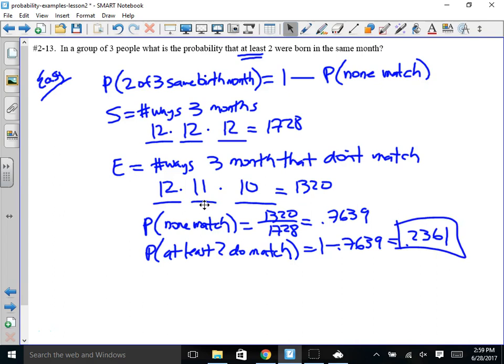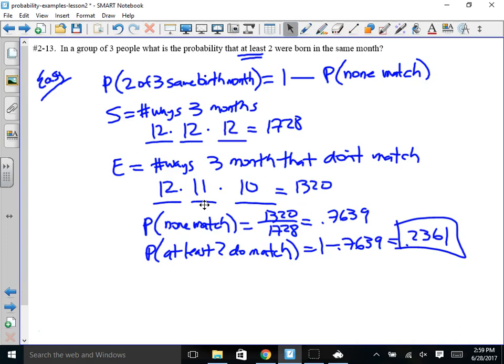All right, so that is definitely the best way to do it. And I realize that's not super easy, but that's much easier than the alternative. So 0.2361, and it's easiest to find the probability of the opposite. Okay, let's try to do it the other way though.